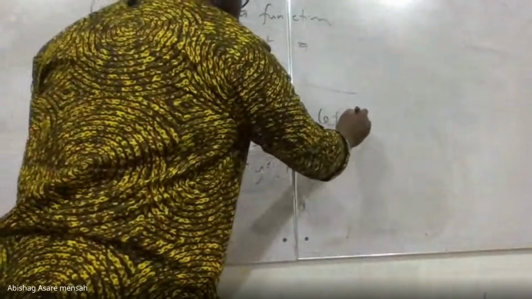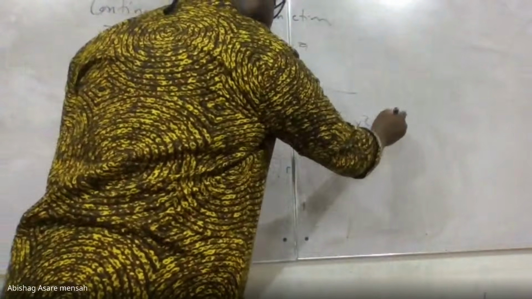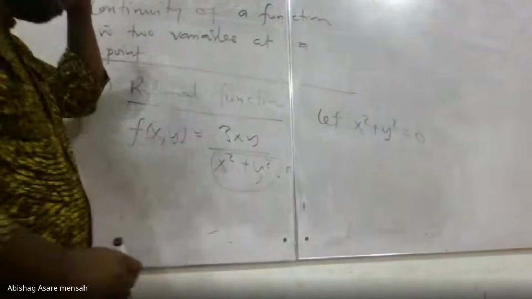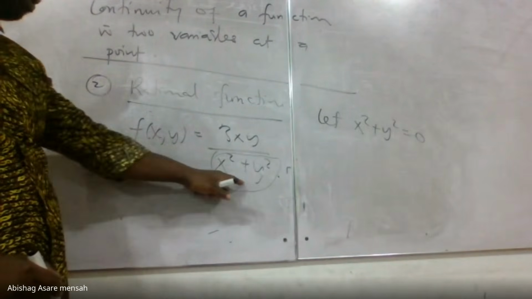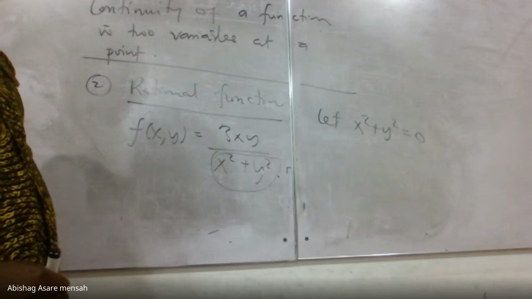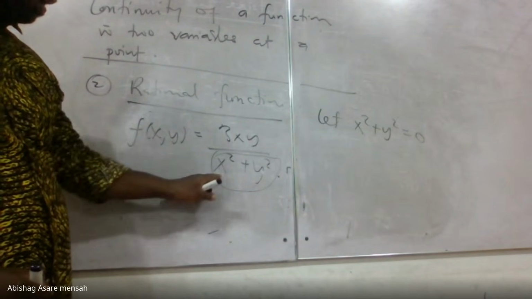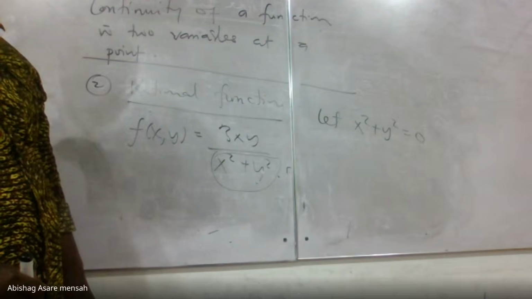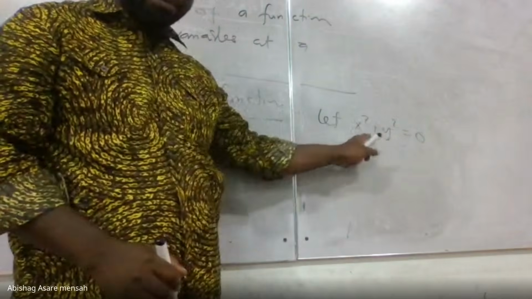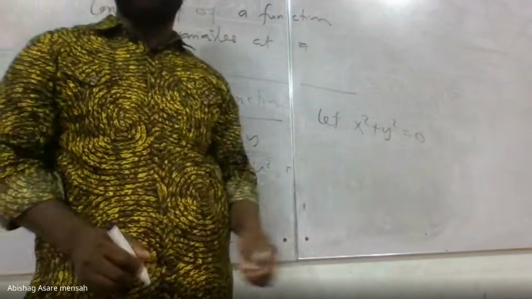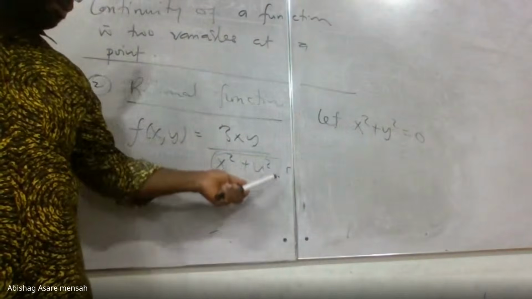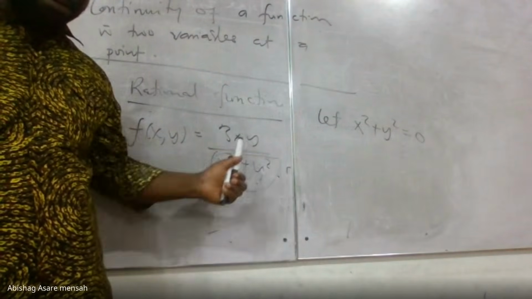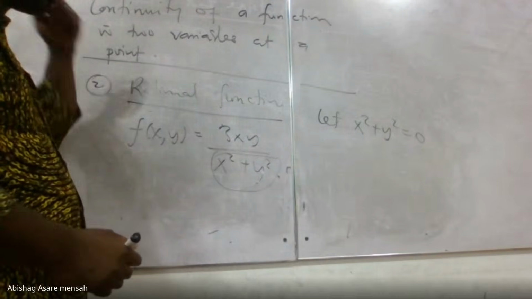So let x squared plus y squared be equal to 0. How can this one be equal to 0? It can only be equal to 0 if x is equal to 0 and y is equal to 0. Do you agree? Because both are squared, right? Yes, sir. So if x is 0 and y is 0, that will make this part undefined. Do you agree with it? Yes, sir.